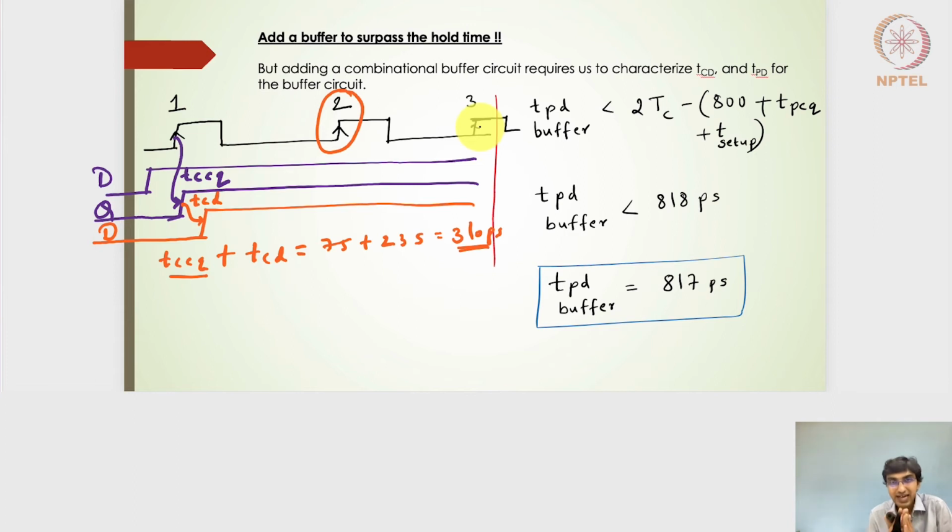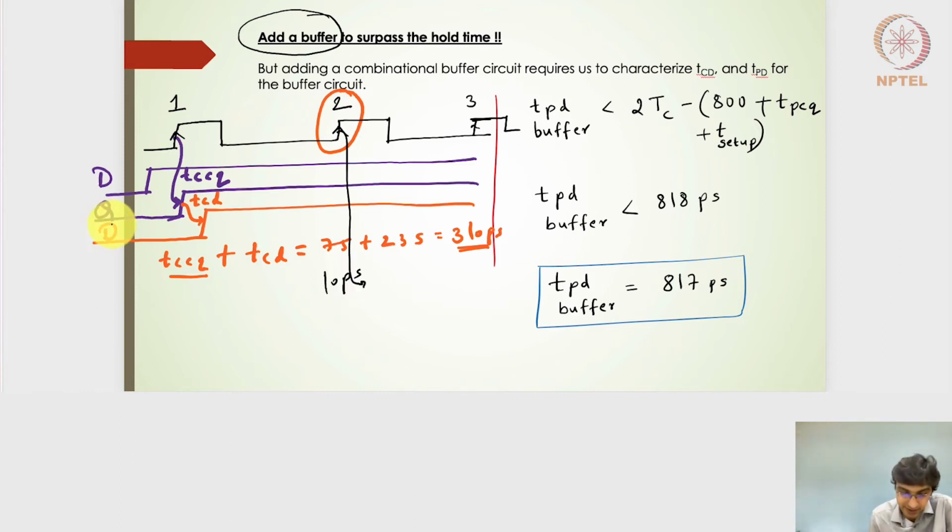So what we need to do is add a buffer, and that's what we are saying here. We need to add a buffer after or in between the 4 combinatorial blocks, so that it surpasses the hold time with respect to the second clock edge. With respect to the second clock edge means 10 picoseconds after the second clock edge.